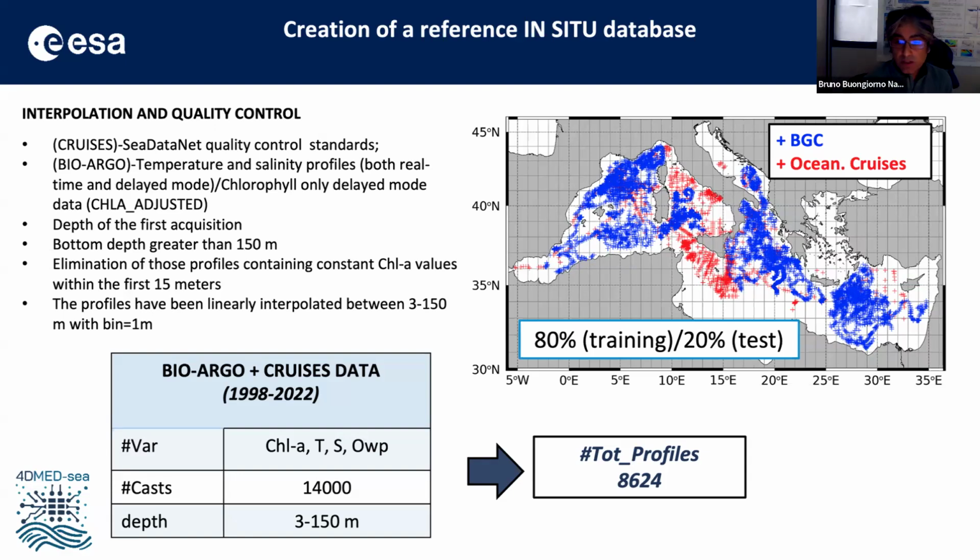But a big percentage of the profiles we were using are taken from biogeochemical Argo profilers. And there has been, of course, some work to get consistent profiles in terms of quality control. We started in principle from around 14,000 profiles, but the quality-controlled ones were reduced to something more than 8,000.